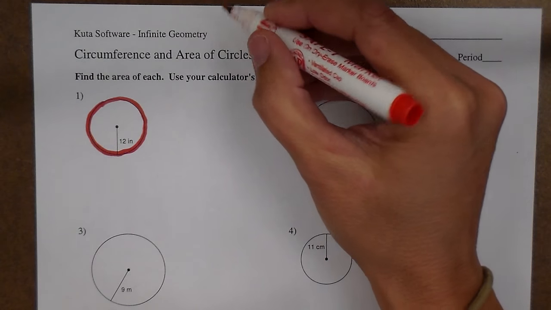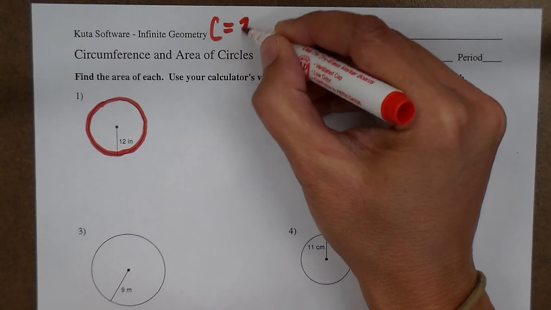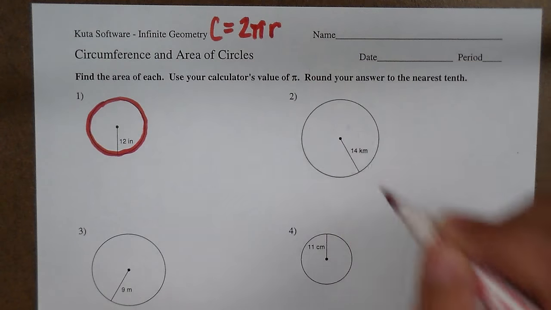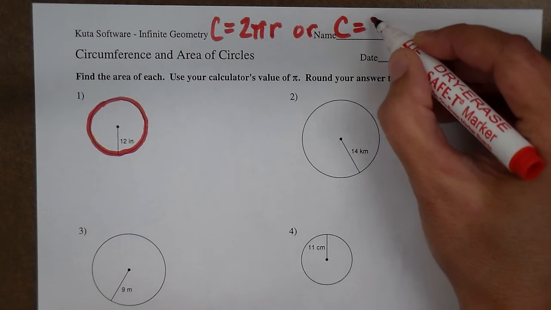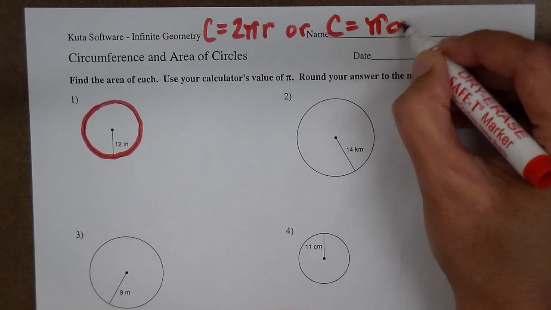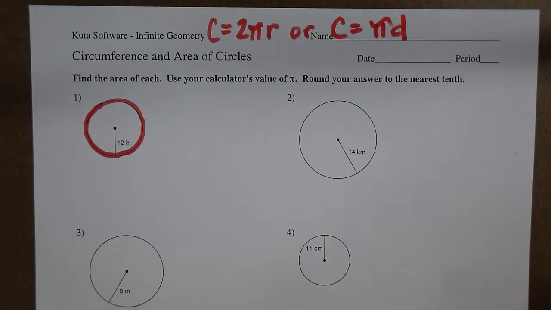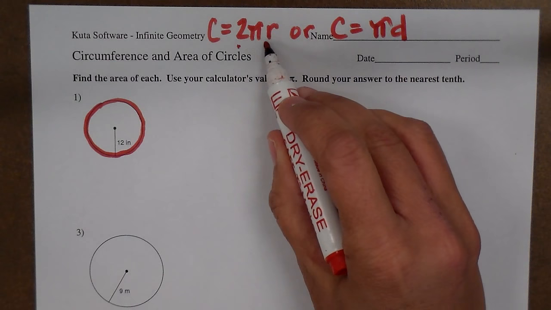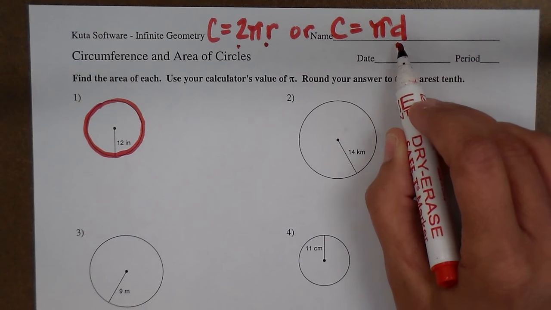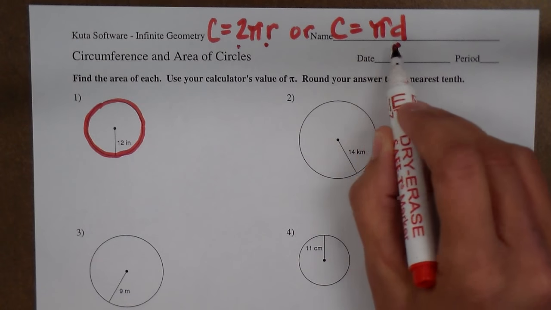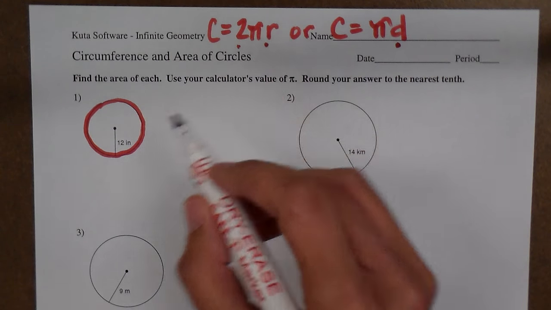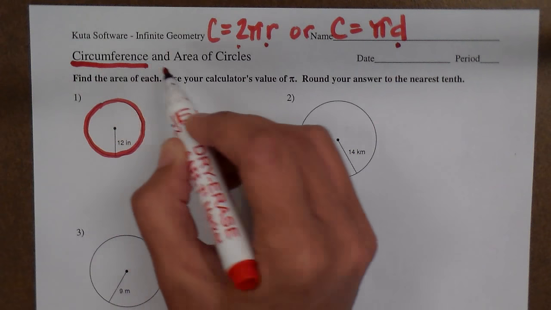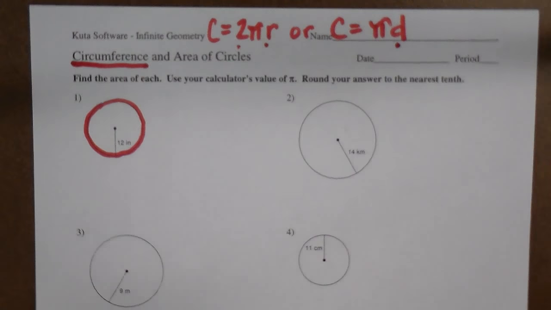So the circumference we can find by 2 times pi times radius, or the circumference could be pi times the diameter. And the reason that we can do both is because 2 times the radius is the same thing as the diameter. So if you're given the diameter, you can just use this formula, and if you're given the radius, use this. And again, that's for circumference, and that is basically the perimeter of the circle.